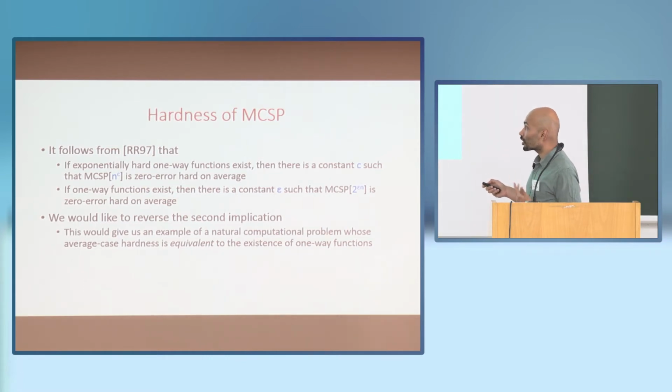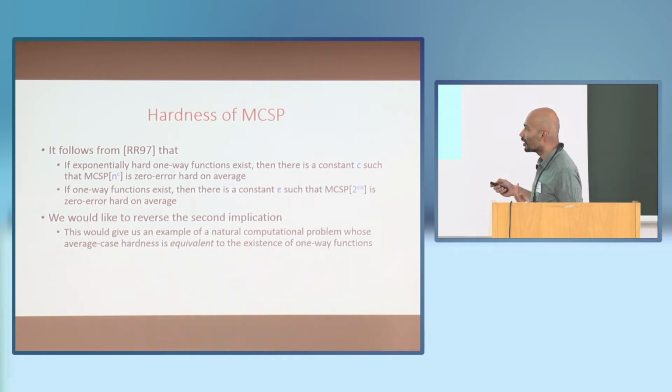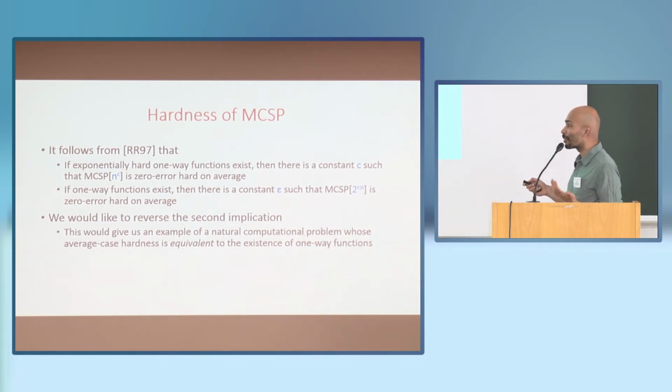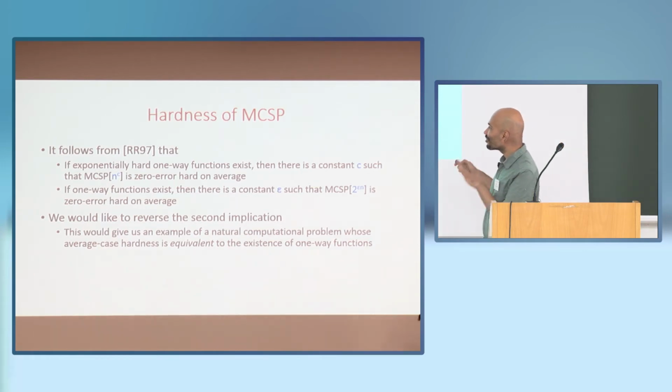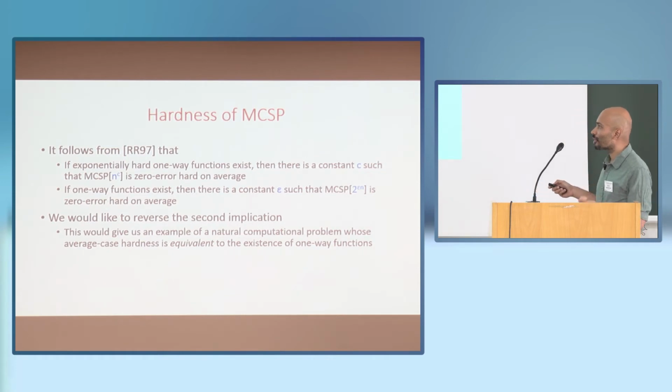And what's the motivation for this? Well, I think it'd be interesting to have an example of a natural computational problem whose average case hardness is equivalent to the existence of one-way functions. For example, with NP, the fact that SAT is NP-complete has obviously been hugely influential. I'm not saying that this is completely analogous, but to have a natural problem that captures one-way functions would be very interesting, I think.